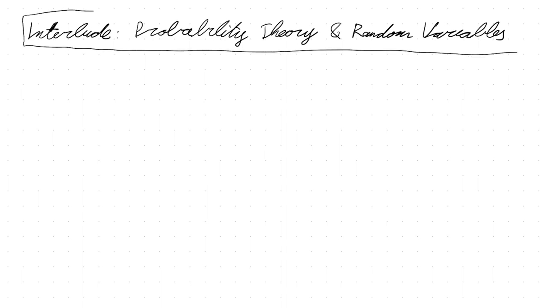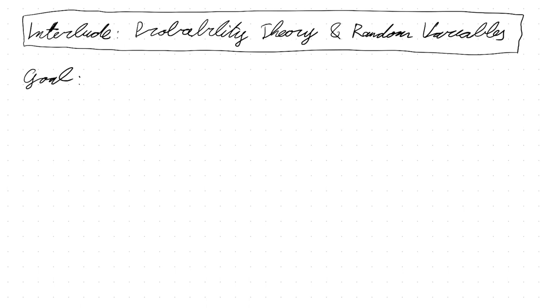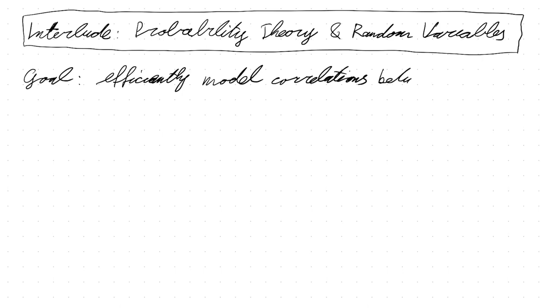So let's go ahead and start with an interlude on probability theory and what we are going to call random variables. So again, the goal through much of the rest of this course will be to efficiently model correlations between parts of the message. And there are really two important words here. That is correlations, and we will learn what exactly this is, but also efficiently.